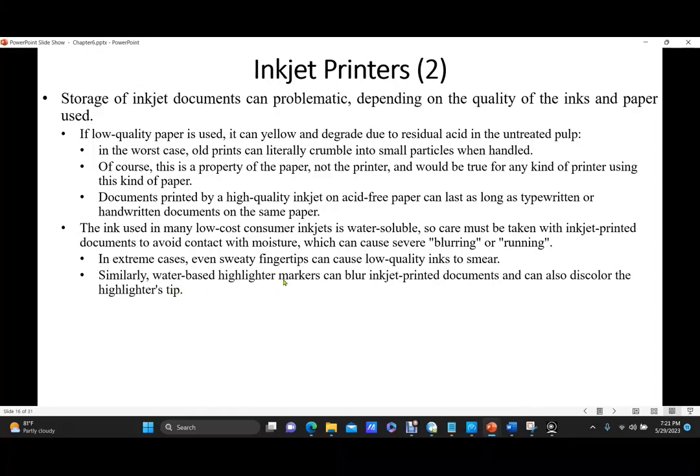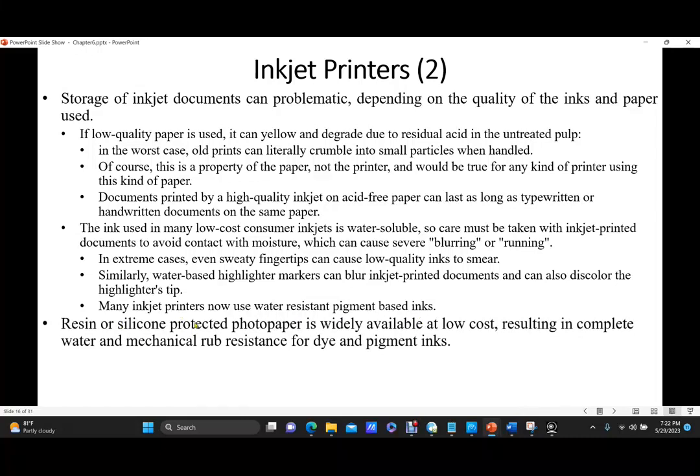Water-based highlighter markers can blur inkjet printed documents, and the ink can discolor the highlighter, so it'll carry on to other highlighting. Many inkjet printers use water-resistant pigment-based inks.